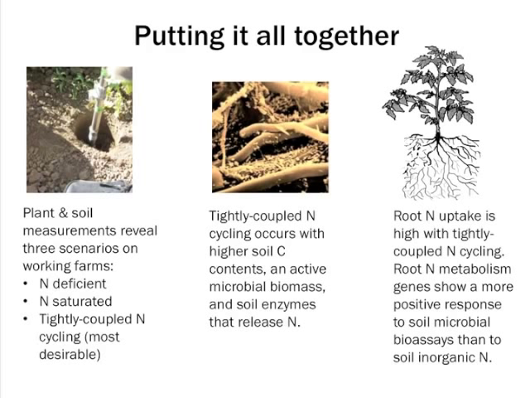Finally, with the gene expression work, we could show that the root nitrogen uptake could be high in the farms with tightly coupled nitrogen cycling. The root nitrogen metabolism genes showed a more positive response to soil microbial biomass assays than to inorganic N. And the reason must be that the soil microbes are rapidly turning over nitrogen and making lots of ammonium and nitrate available to the plant, even though it doesn't build up in the soil.